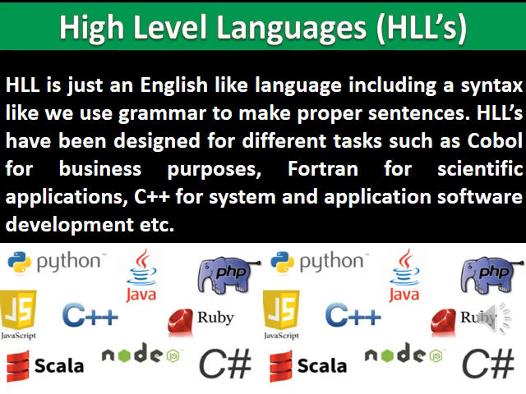The next language we have is high level language. High level language is just an English-like language including a syntax. What do you mean by syntax here? Syntax is the grammar of that language that helps us to make proper sentences. As we use grammar in English, in the same way every programming language has its own syntax. High level languages have been designed for different tasks, such as COBOL for business purposes, Fortran for scientific applications, and so on. Here in this slide you can see the names of different high level languages that are used nowadays.